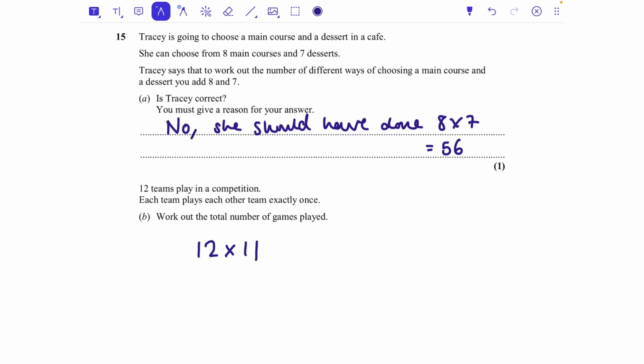But the problem with this is that it tells you that AB is a match, like team A playing team B, but it would also include team B playing team A, which is the same match, right? So we kind of want to discount half of the answers. So we're going to divide this by 2. So 12 times 11 divided by 2 is 66.